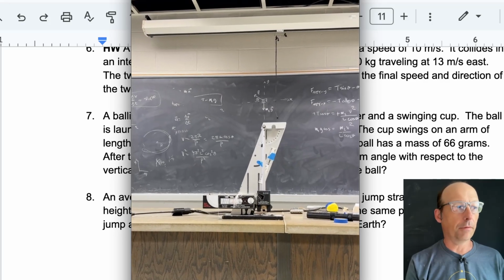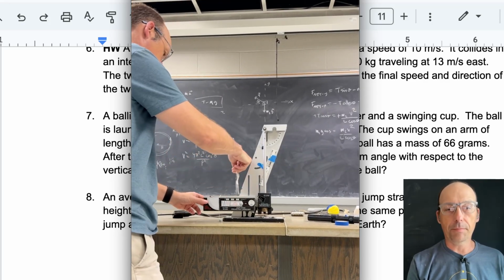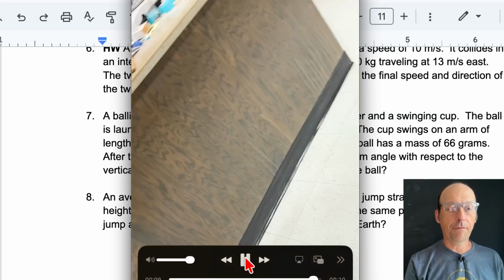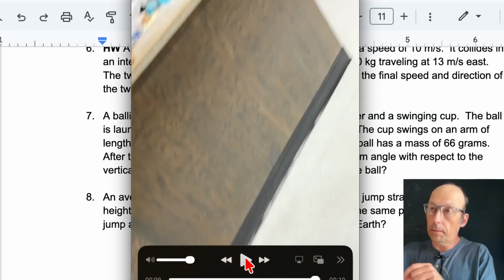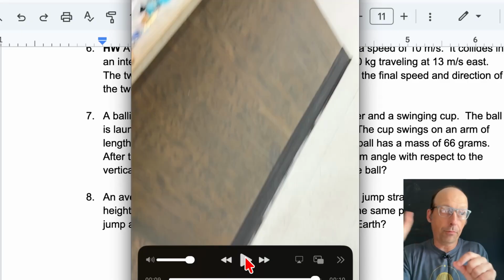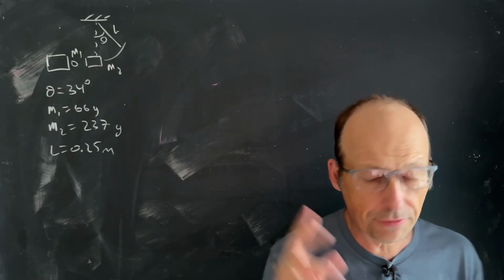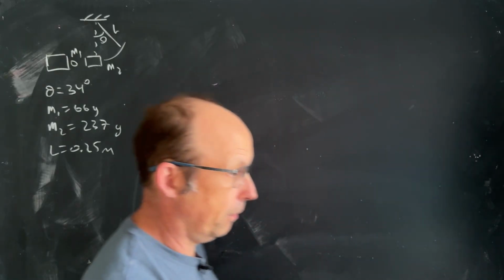Sorry, I had to move the camera. See, that's me. Very easy, right? Very easy. So the ball goes up in the cup, and then the cup swings up. Okay, let's see what we got here, because this is a multi-part problem.